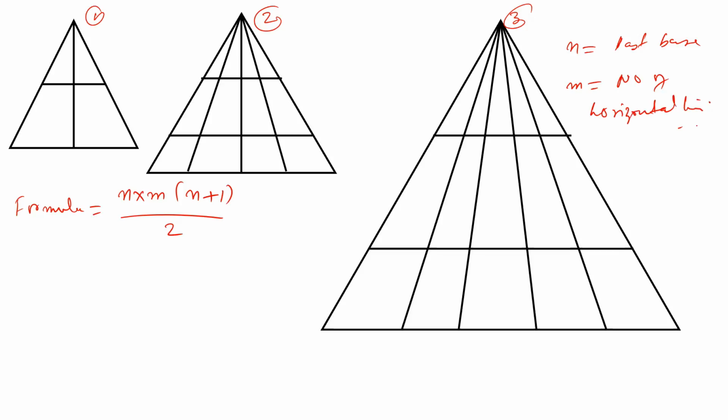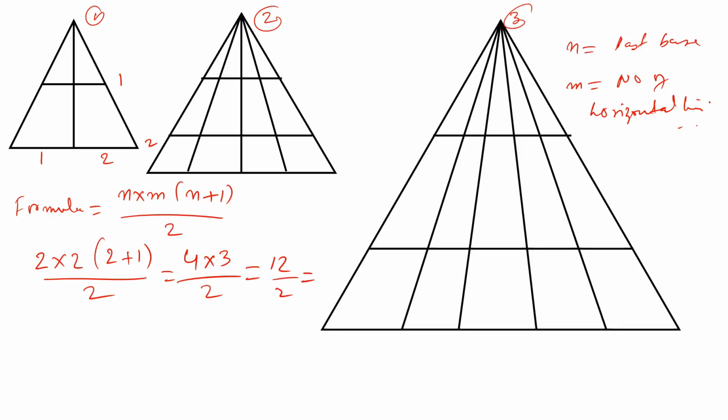In the first figure, the bases are 1, 2, and the horizontal lines are 1 and 2. If we use this formula, n is equal to 2 and m is equal to 2. So 2 multiplied by 2 equal to 4, multiplied by n plus 1, which is 2 plus 1 equal to 3, divided by 2. 4 multiplied by 3 equal to 12, divided by 2, which is equal to 6.